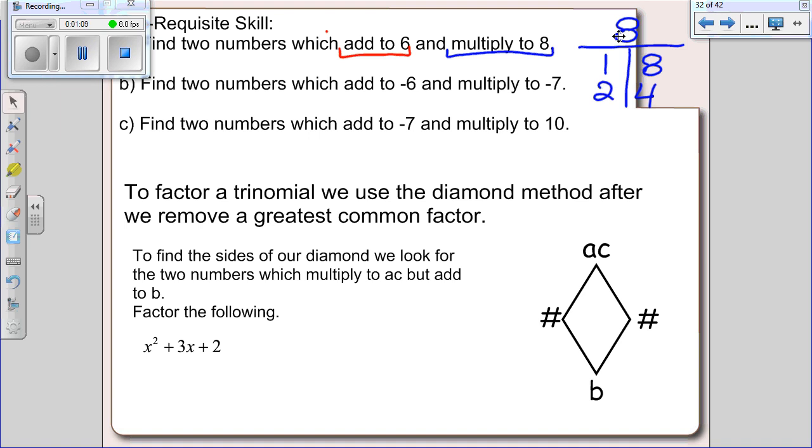1 and 8, 2 and 4. It's a finite amount of things. So if I ask you a question like what adds to be this and multiplies to be that, focus on the multiplies first. And then figure out which one of your combinations would add to be 6. Does that make sense? So my combination for this one would be 2 and 4.